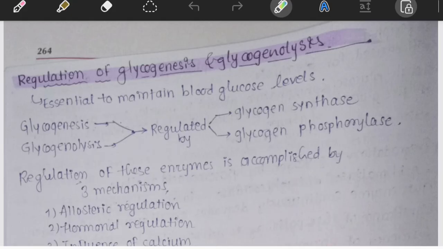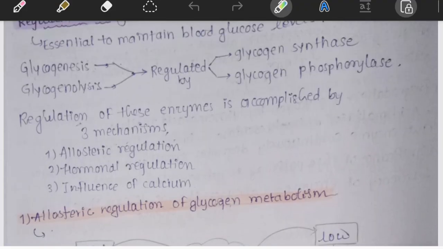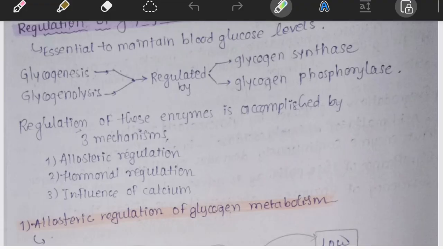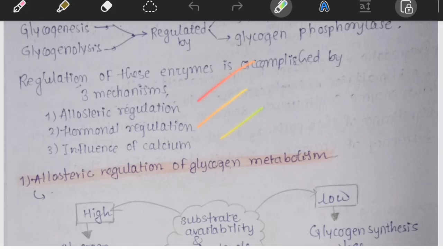This is one of the most frequently asked MBBS exam questions. The regulation of glycogen metabolism is essential for maintaining normal blood glucose levels. Only two enzymes decide the fate of glycogen: glycogen synthase and glycogen phosphorylase. Glycogen synthase builds the glycogen and glycogen phosphorylase breaks it down. If glycogen synthase is active, storage occurs. If glycogen phosphorylase is active, breakdown occurs. The body controls these enzymes by three mechanisms: allosteric regulation, hormonal regulation, and calcium regulation.